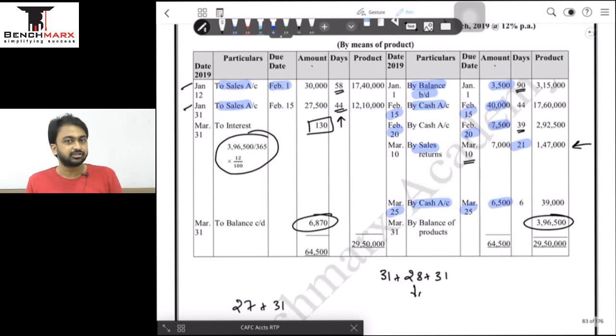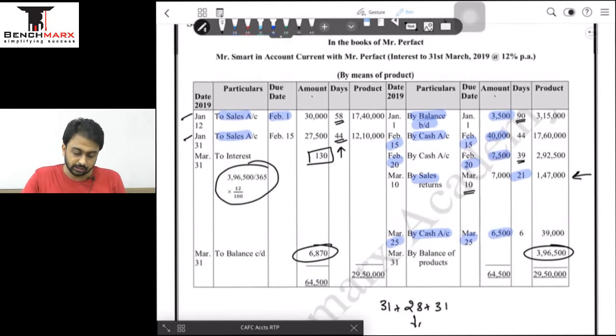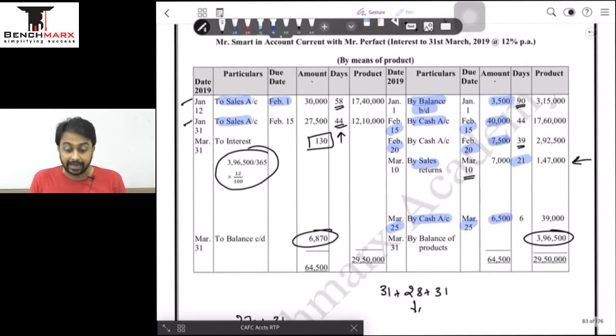It's a credit balance, that is to balance carried down, and that is the end of question number 5, and that is also the end of all RTP questions from the RTP of account current chapter.